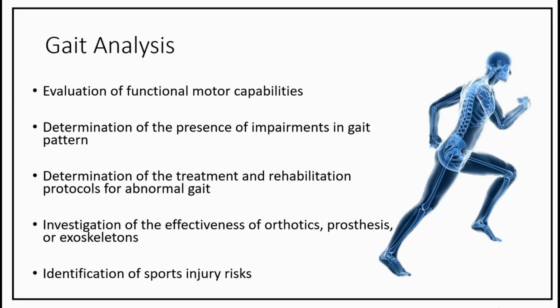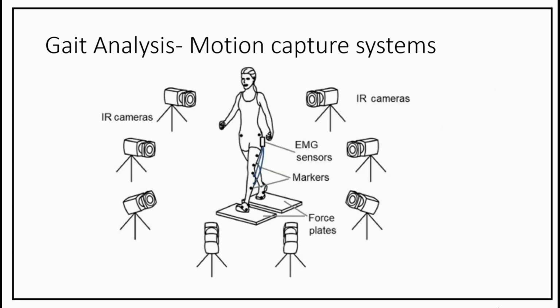investigation of the effectiveness of orthotics, prosthesis, or exoskeletons, and identification of sports injury risks in a reliable and quantitative manner. Gait analysis was first performed by taking a video of a person walking and calculating the angles at each joint. With increased technology, it is currently performed with a multiple camera setup and markers placed at each joint to determine the angles accurately. Also added is the EMG to measure the muscle activity at each joint and force plates to measure the ground reaction forces.